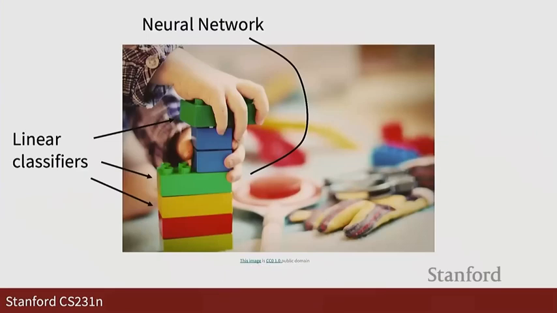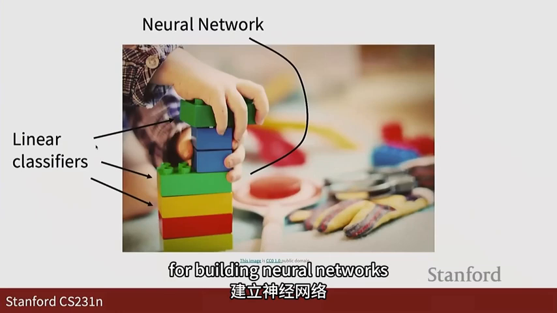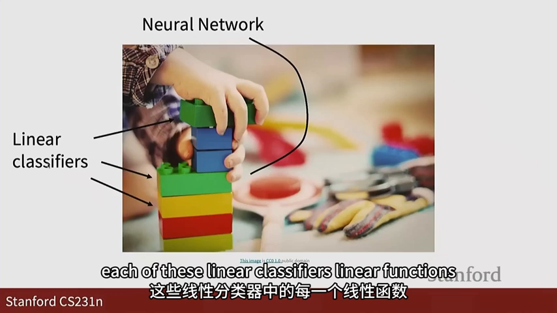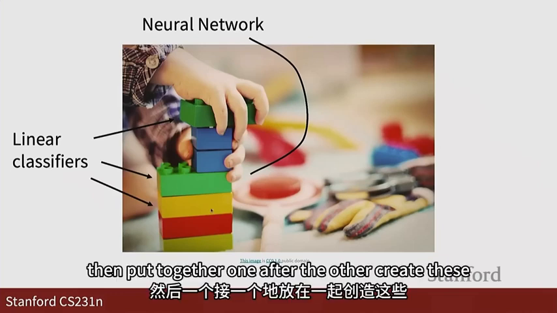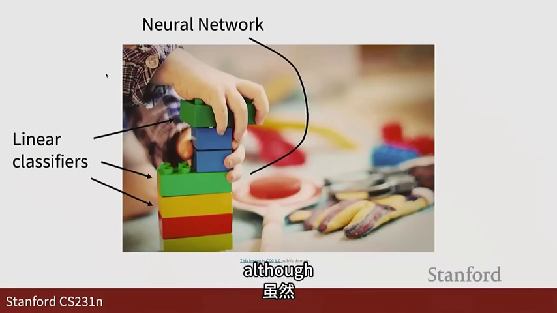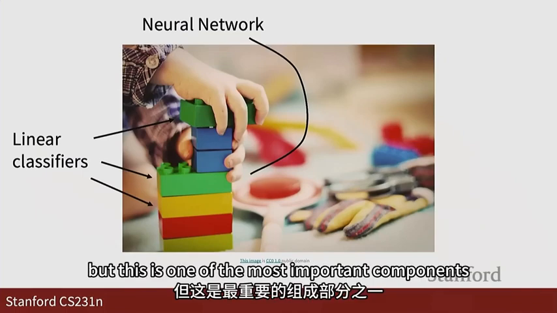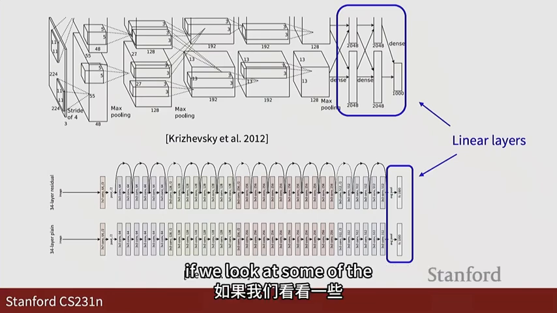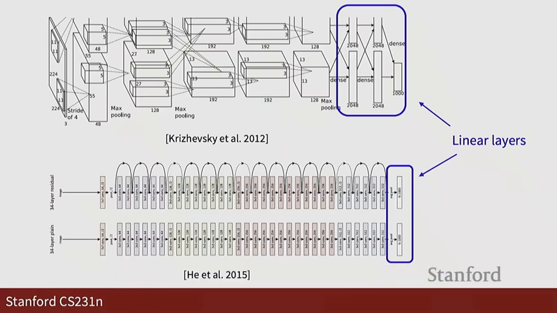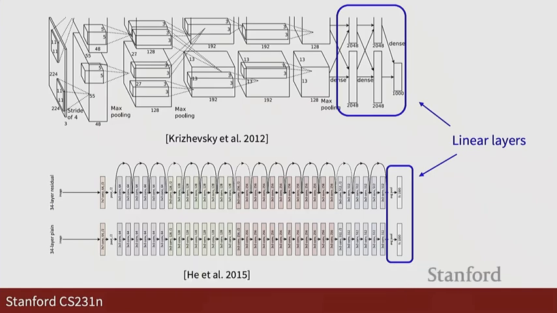So as I said, these linear functions are actually building blocks for building neural networks. Each of these linear classifiers, linear functions, when put together one after the other, create these large neural networks. Although there are a lot of other things that need to be added here, this is one of the most important components. If we look at some of the popular neural networks, we can see that linear functions are everywhere in the architectures.